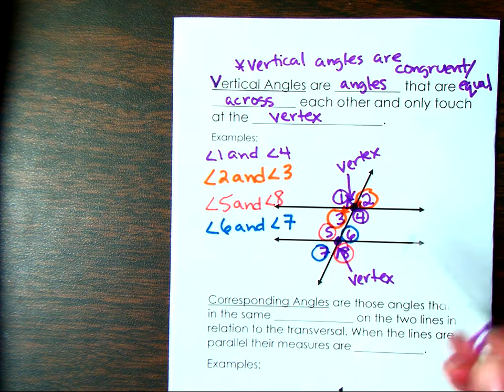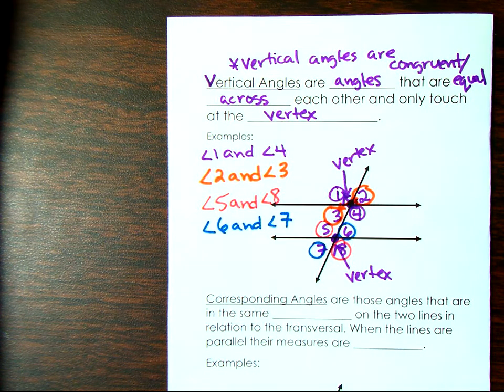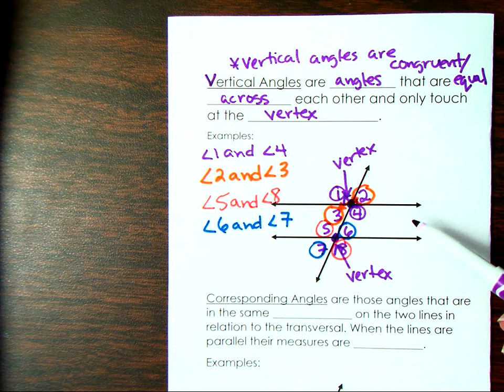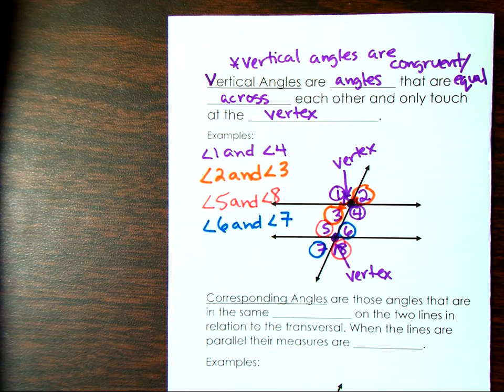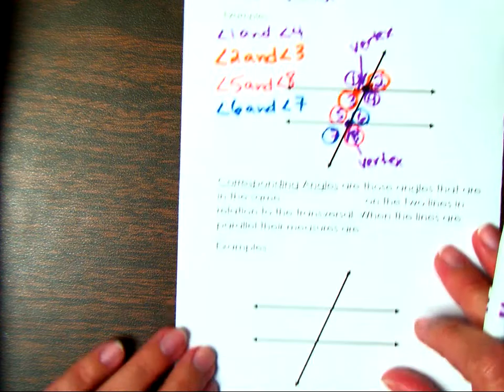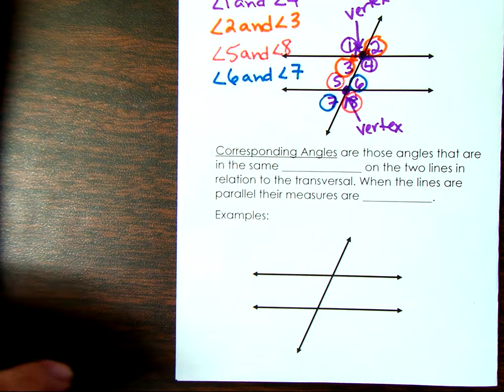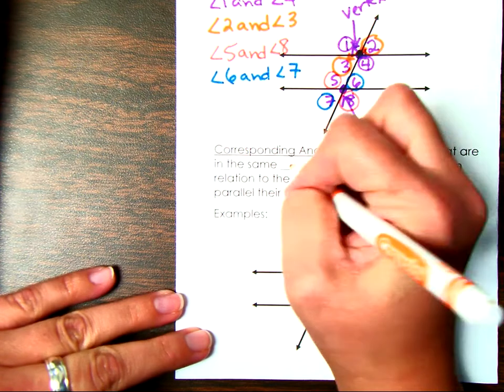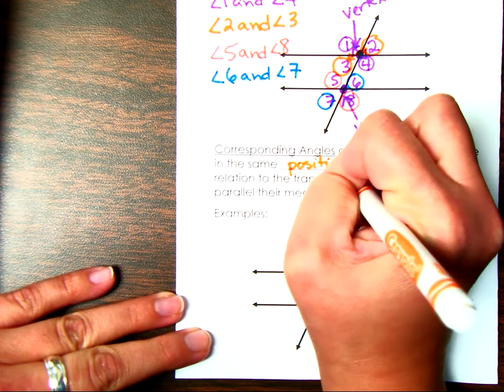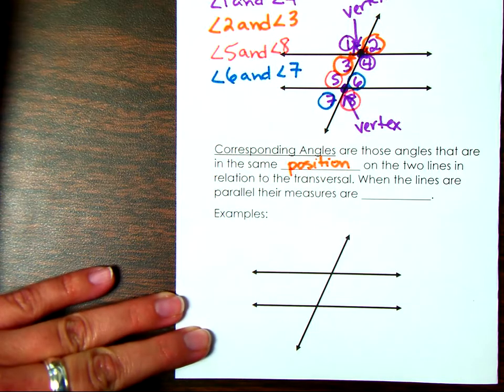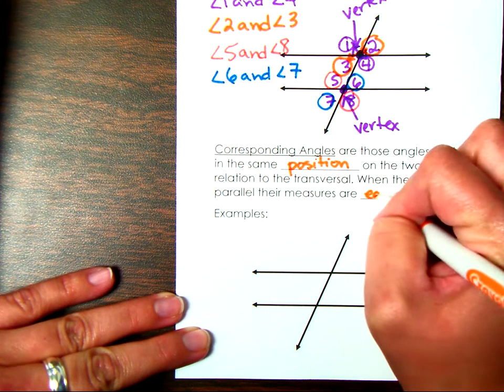I'm going to show you with all these vocabulary terms today, so if they actually only give you one angle measurement on here, based on these other angle relationships we're going to see, you can actually figure out all the other angle relationships. So let me show you a little bit more. Corresponding angles are those angles that are in the same position of the two lines in relation to the transversal. When the lines are parallel, their measures are equal or congruent.